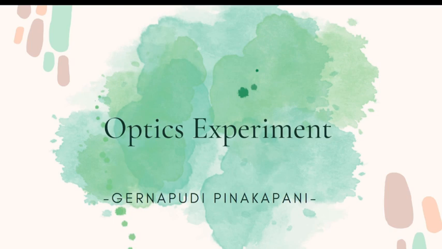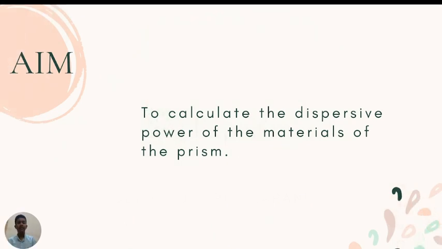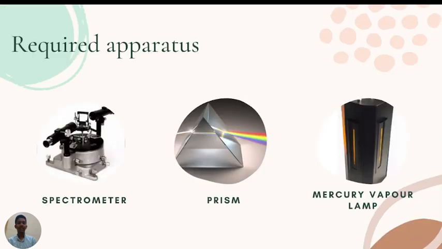Today I am going to discuss an optics experiment with you. Coming to the aim of the experiment: the aim is to calculate the dispersive power of the material of the prism. The materials required for the experiment are a spectrometer, prism, mercury vapor lamp, and spirit level.